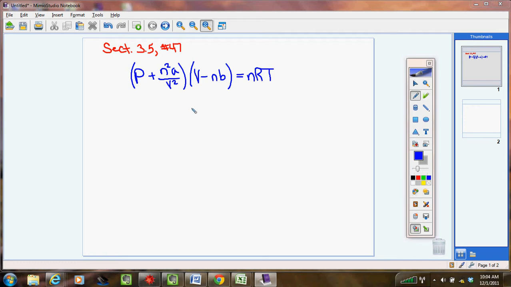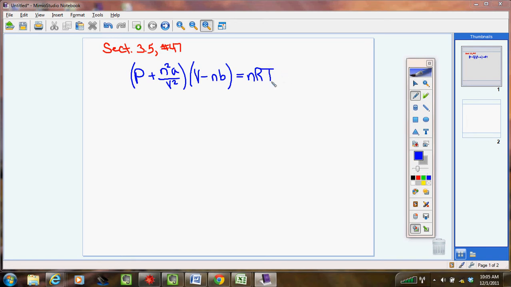Alright, so right from the start, they're telling us A, B, and R are constants. And n is a constant as well because it represents just some number of moles of gas. What this equation does is it represents the relationship between pressure, volume, and temperature, changing quantities of a gas.